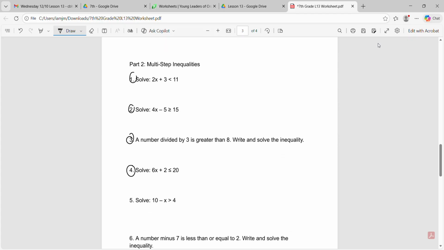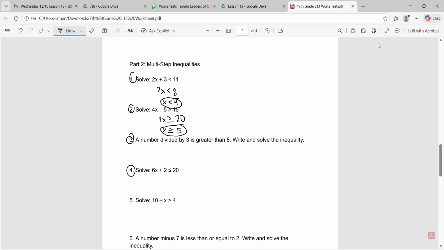Now moving on to part 2. Multi-step inequalities. Solve 2x plus 3 is less than 11. So first subtract both sides by 3. You get 2x is less than 8. Divide both sides by 2 and you get x is less than 4. Number 2, solve 4x minus 5 is greater than or equal to 15. So add 5 to both sides. 4x is greater than or equal to 20. Divide both sides by 4 and you get x is greater than or equal to 5.